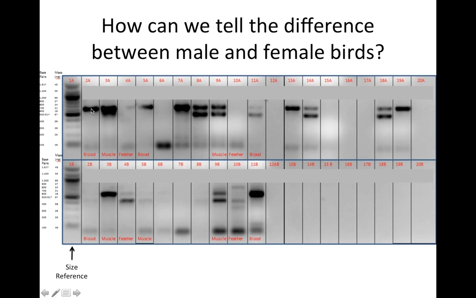And so what that means is that we can just look at a lane, and we can say, okay, this one has one high band, so this is a ZZ individual. So this individual must be a male. This one's a little bit messy, let's leave it aside. This one has one band that's ZZ, so that must be a male. This one seems to have one big Z band, so that must be a male.